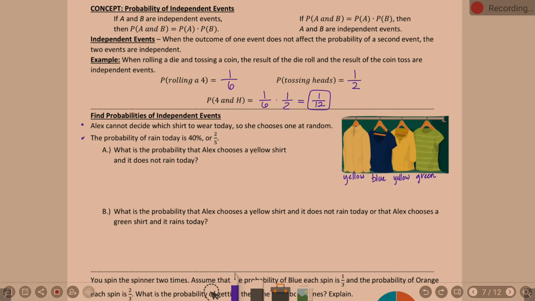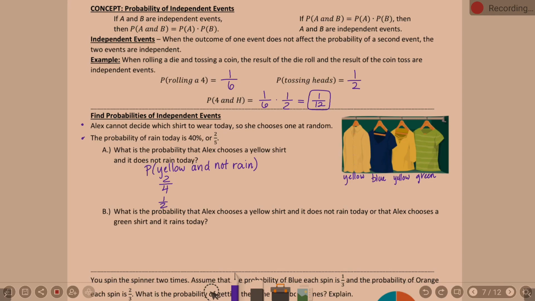So we're looking at probability, if I write out the notation of yellow and not raining. Again, sometimes you get questions in terms of words. Sometimes you're going to get them in the notation. So, probability of yellow. Okay, 2/4. There's 2 yellow shirts out of 4, which does indeed reduce to 1/2.